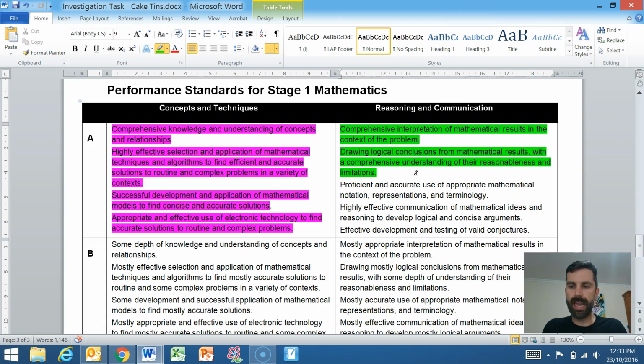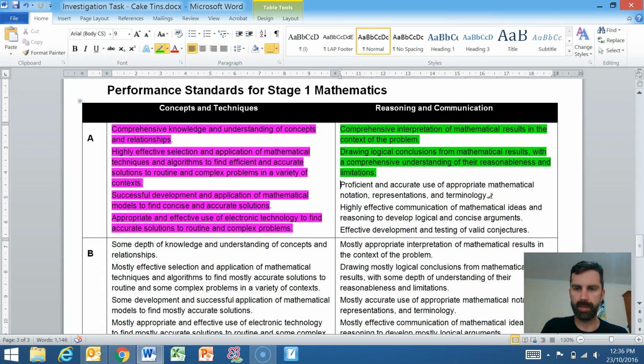So this means when you get your results, you actually need to make the right conclusions. Okay, so accurate logical conclusions. Reasonableness and limitations means that, let's say if you got a result that said that your cake tin was only 1 centimetre deep. Well, no one wants to eat a cake that's 1 centimetre deep. That's a limitation, or that's reasonableness. Okay, reasonableness is also about whether your answers make sense mathematically. So we want you to just explain how you understand your answers.